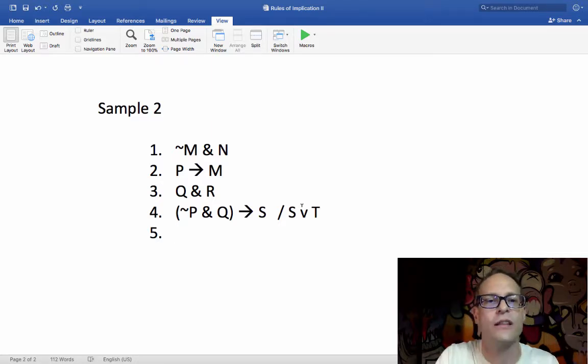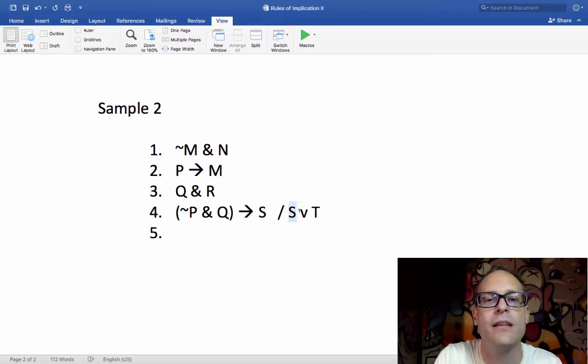So let's look at this now. I have in my conclusion S wedge T, and I see an S right here. I don't see any T's, so I'm probably going to get this from addition. I'm just guessing. So my thought is, this is probably going to boil down to me trying to get something like not P and Q, right? So let's go ahead and work this. Let's see what we can get going on.